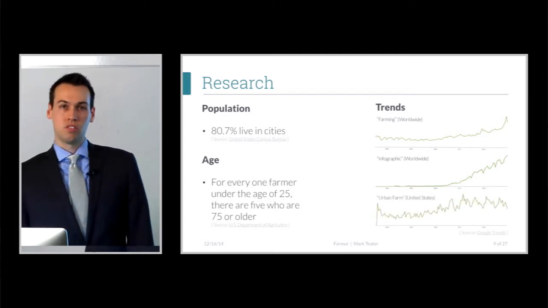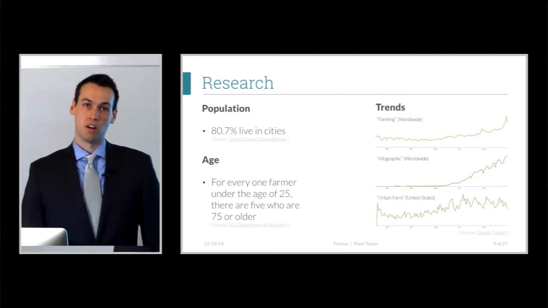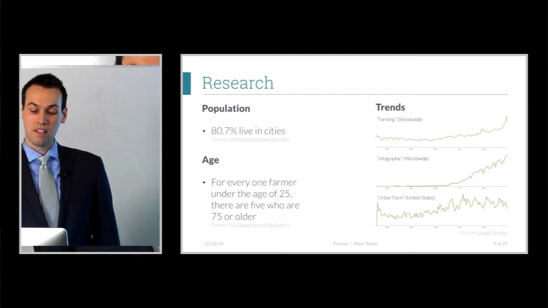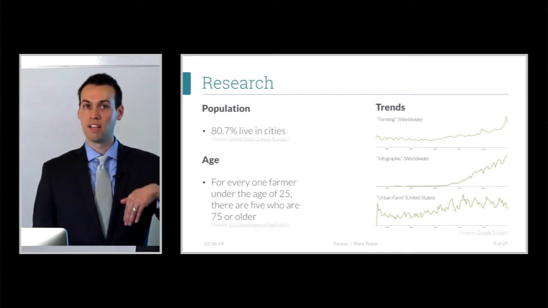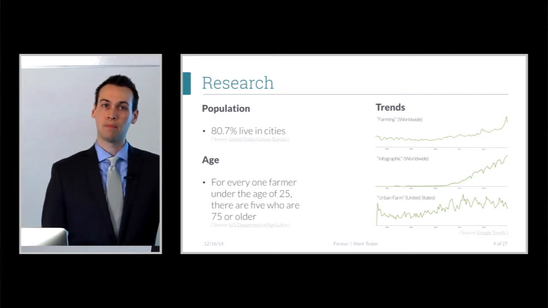And lastly, I focused just on the United States, and I looked up urban farms. And what's interesting about this graph is not only does it show the trend upward, but it also shows seasonally there are spikes now that people are developing habits.